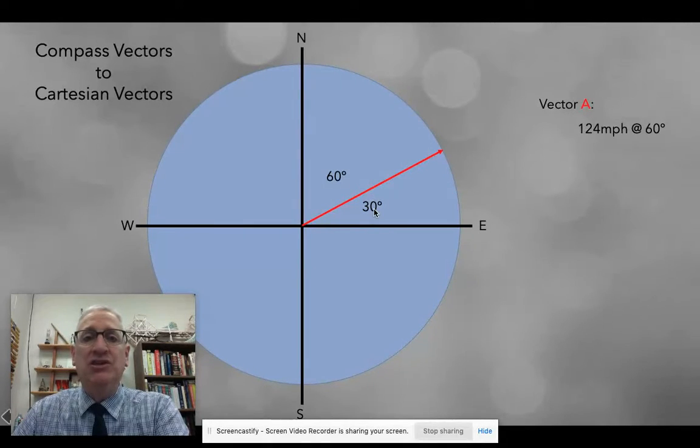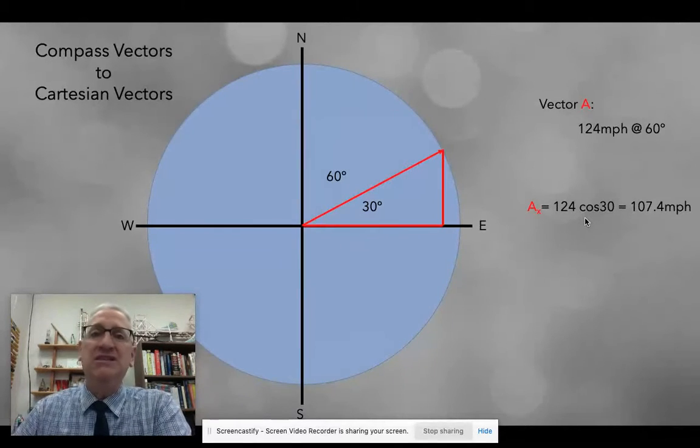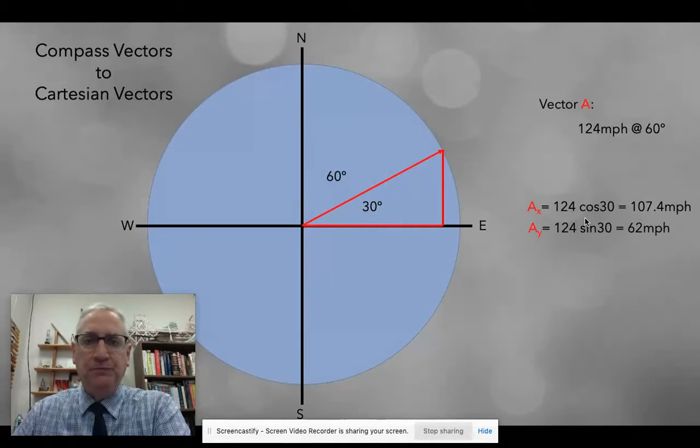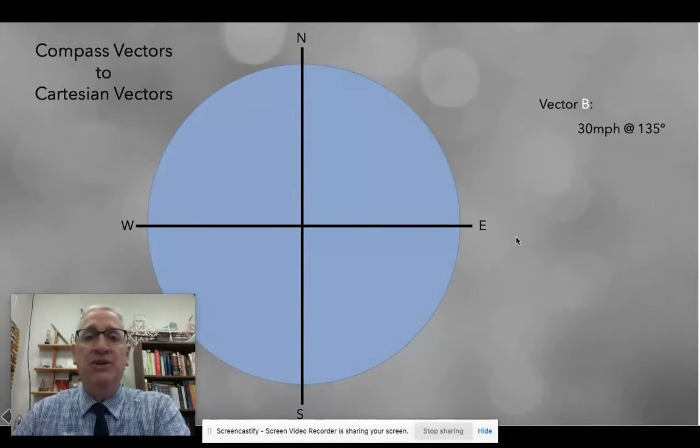And because that's a Cartesian vector, we can build our standard triangle in the Cartesian coordinate world, and we now have the horizontal and vertical values. The horizontal value is 124 cosine 30 because cosine is attached to the horizontal, and we get 107.4. The vertical, 124 times the sine of 30, because it's opposite over hypotenuse. And so that becomes 62 miles per hour. And so we now have the opportunity to get another vector.